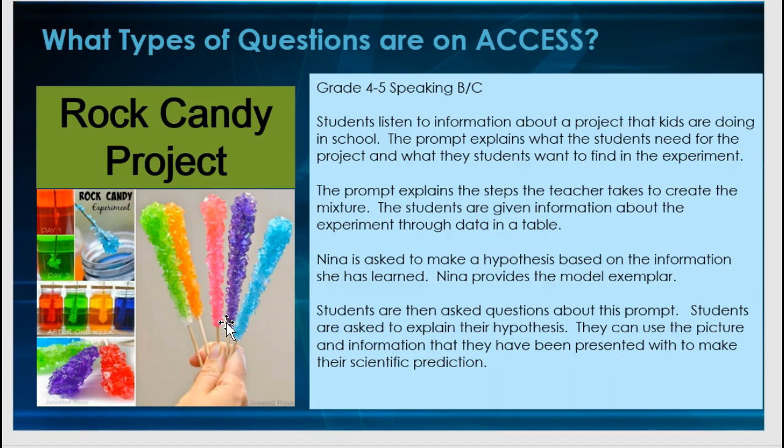Students are asked to explain their own hypotheses. They can use the pictures and the information that they have been presented with to help them make their scientific prediction.